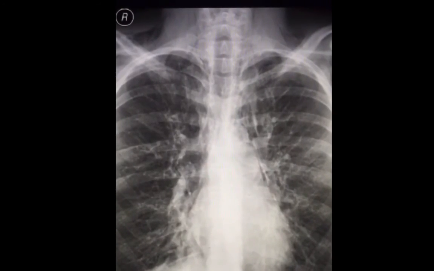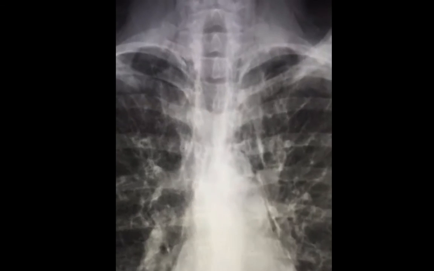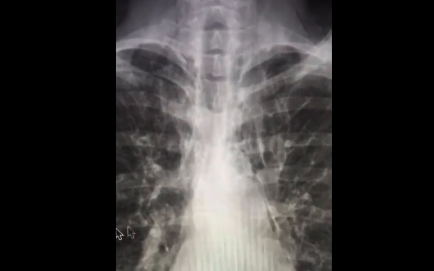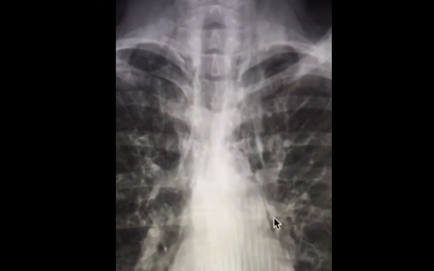In this case, there is no pneumothorax, there is no pneumopericardium, but there is pneumomediastinum. Notice the linear strands of lucency representing air within the mediastinum here and along the left mediastinal border.